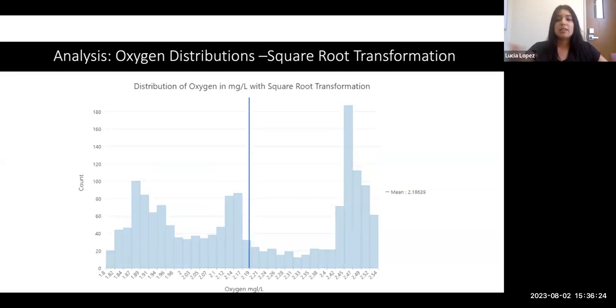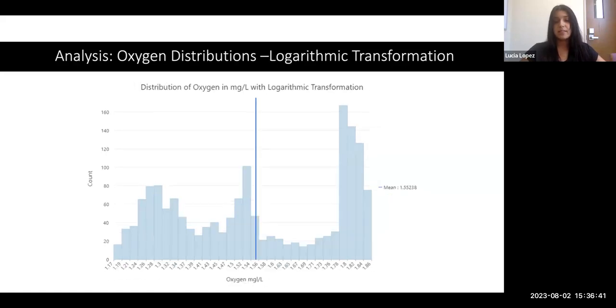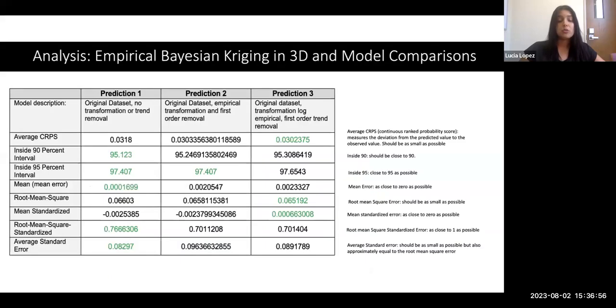So a lot of scientists will apply data transformations. It's a mathematical operation on your data points, your measured values, to try and achieve a normal distribution. The square root here, which I applied, did not work. We still have a multimodal skewed distribution with 3 peaks, and the same with the logarithmic. So because of this, in running the interpolation tool, the empirical Bayesian kriging, I wasn't sure what kind of transformation to use, or if it needed a transformation at all. So I decided to run 3 different models, one with no transformation and no vertical trend removal, and then one with an empirical and one with a logarithm.